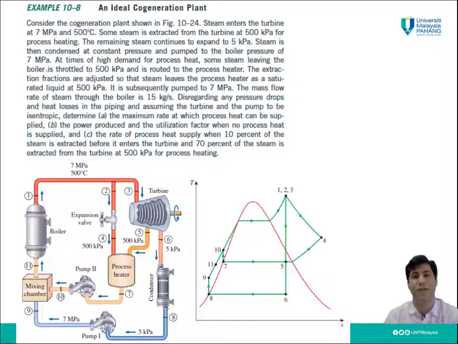Now, let's see how we can use the equations which I showed to you to calculate the efficiency or the utilization factor for a cogeneration cycle or an ideal cogeneration plant.